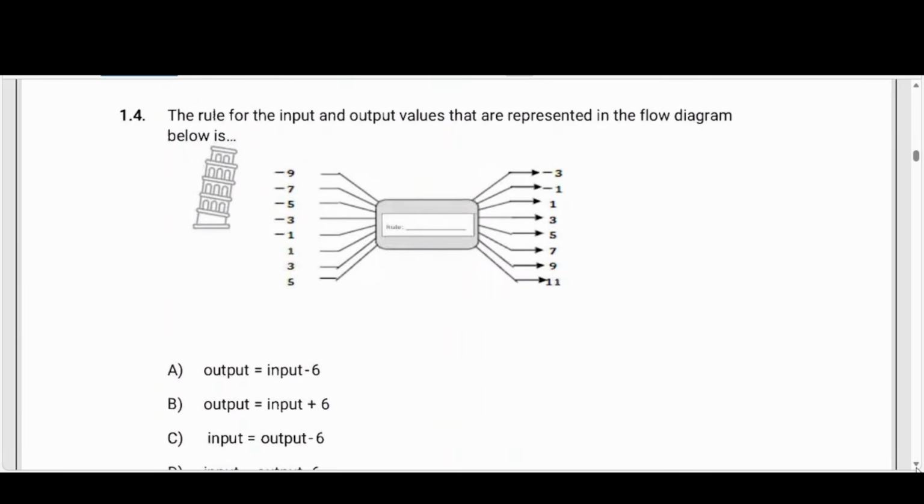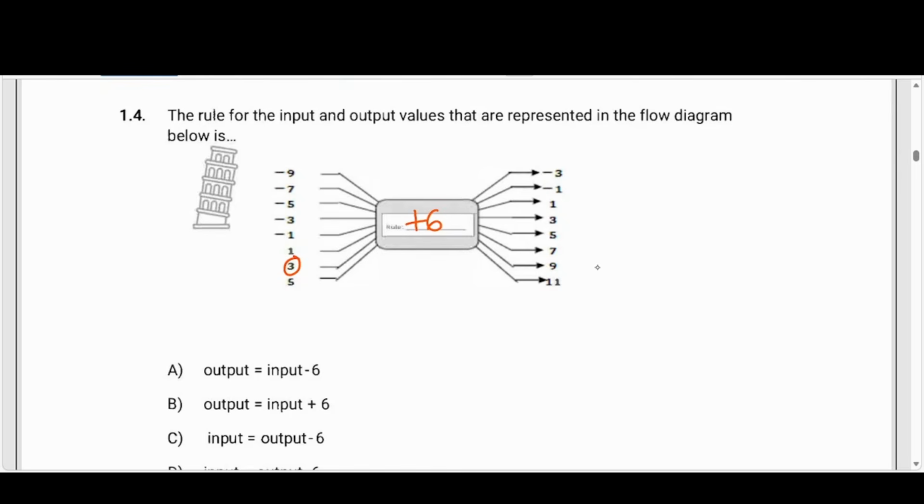Question 1.4, the rule for the input and output values that are represented in the flow diagram below is... What I do is test a few, and I find it easiest to start with the positive numbers. So 5, do something, gives you 11. So that one is add 6. Let's just check it works for the others.